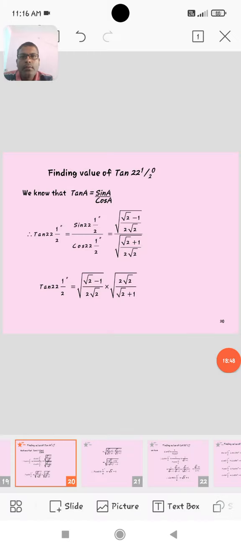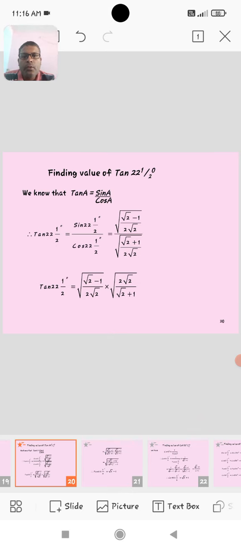Now we see another one, finding the value of tan 22 and half. We know that tan a is equal to sin a by cos a. Therefore, tan 22 and half is equal to, how to write the tan 22 and half? Sin 22 and half divided by cos 22 and half.